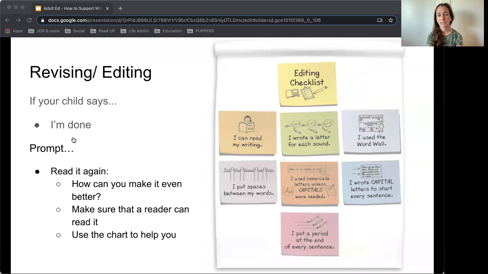What happens when your child says, I'm done? You can prompt them by saying, read again, or how can you make it even better? Make sure a reader can read it and use the chart to help you. This editing checklist is a great tool to build independent writers.